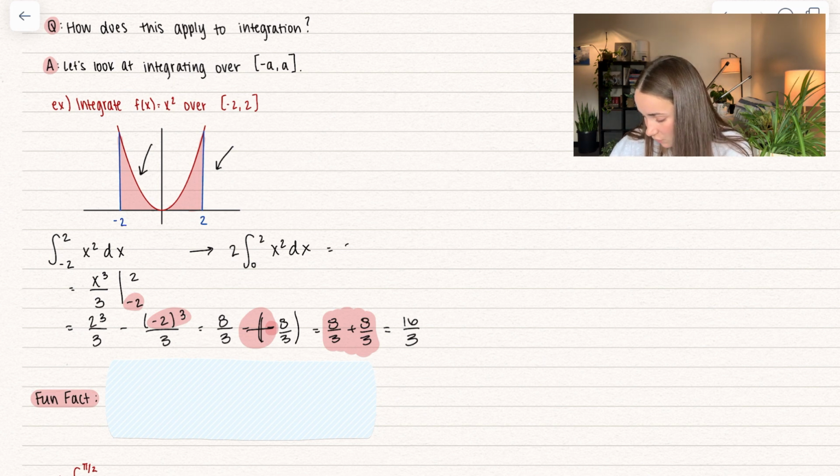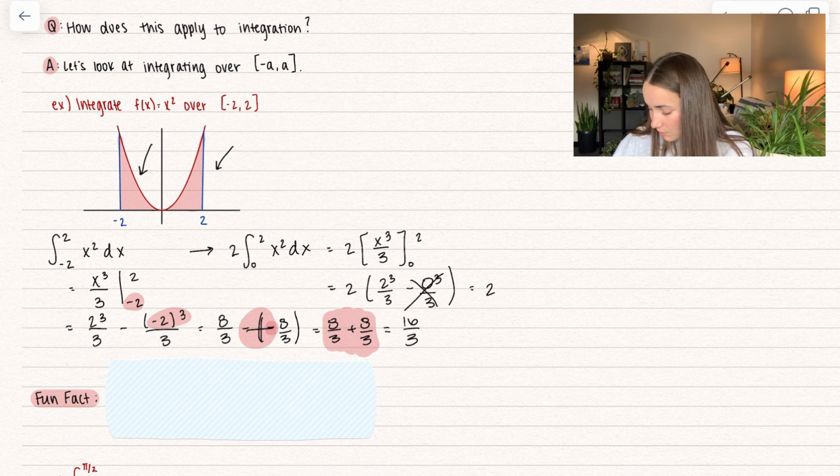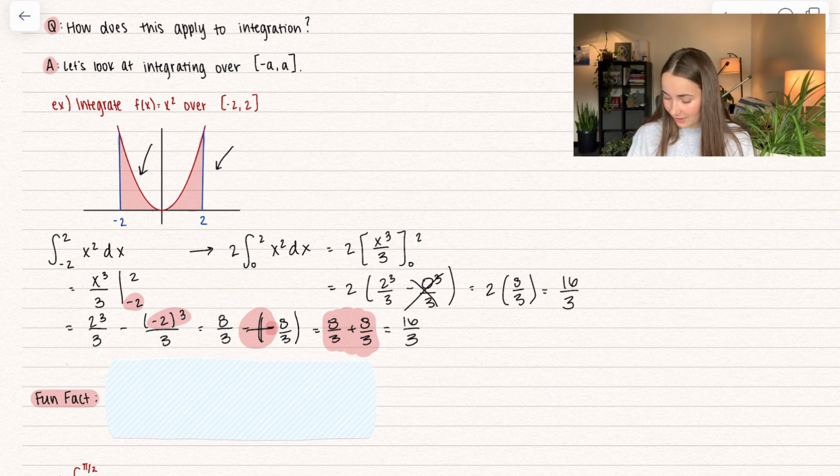So I'm going to have 2 times the antiderivative, which is x cubed divided by 3. And now we're plugging in 0 to 2. So here we get 2 times 2 cubed divided by 3 minus 0 cubed divided by 3. And see, that's where that 0 gets to go away. And so we have 2 times 8 divided by 3, which is equal to that same value of 16 divided by 3. So that is our fun fact.